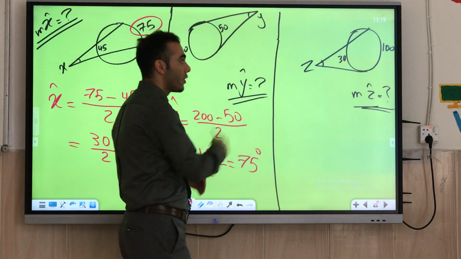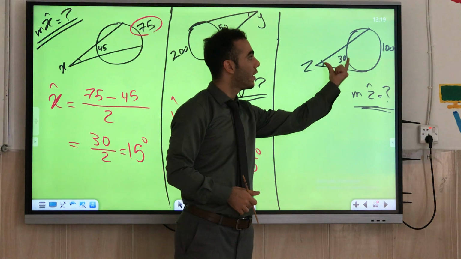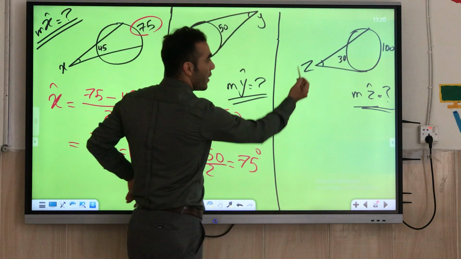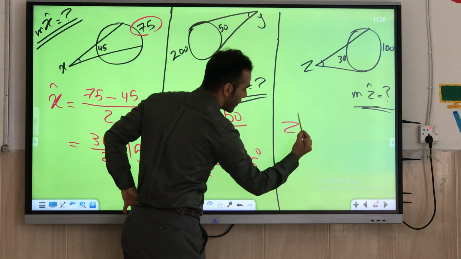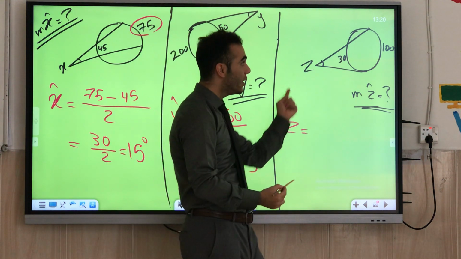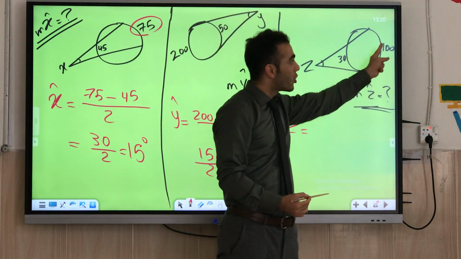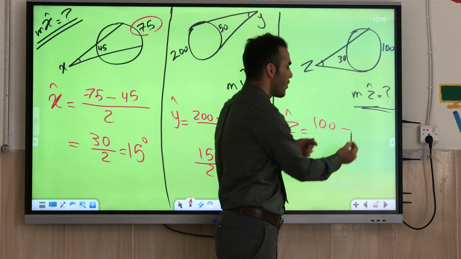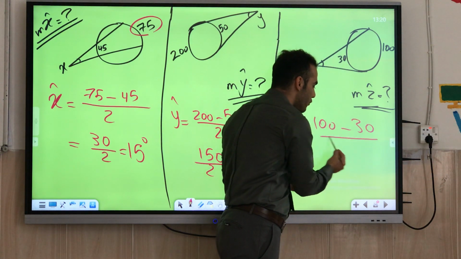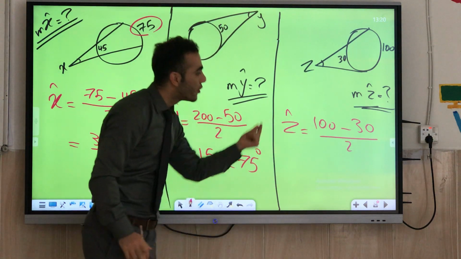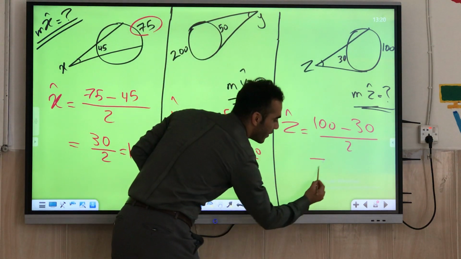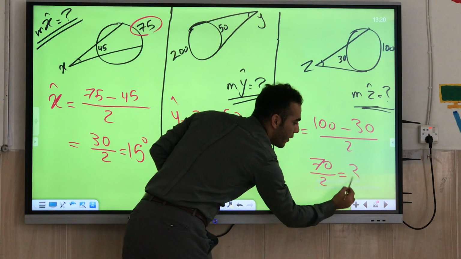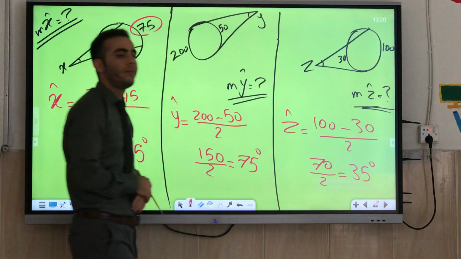Well, the third case, we have got 1 tangent and 1 chord that intersect each other outside of the circle. So the name of our exterior angle is Z. The measure of Z is equal to the bigger arc, which is 100, minus the smaller one, which is 30, divided by 2. Then 100 minus 30 is equal to 70. Divided by 2, the result is going to be 35 degrees.